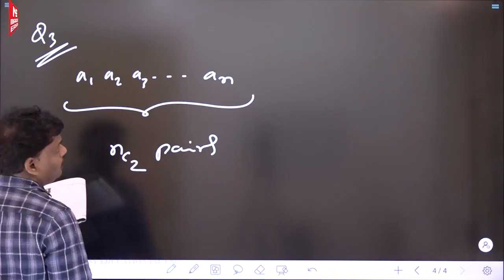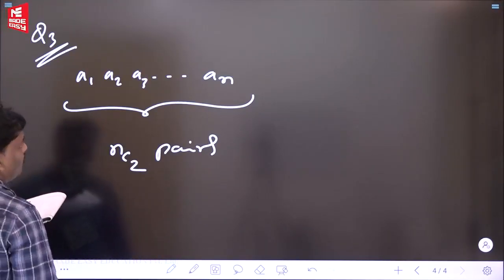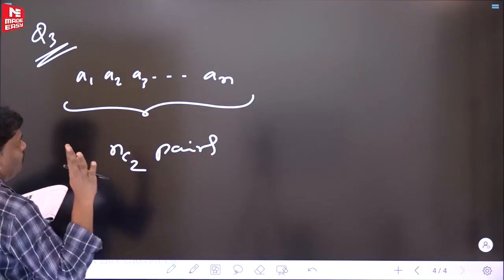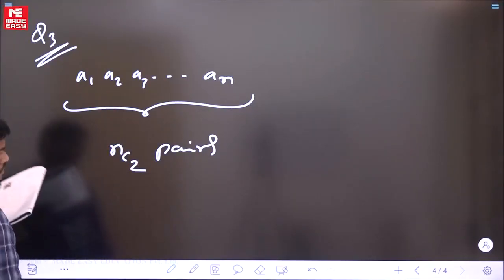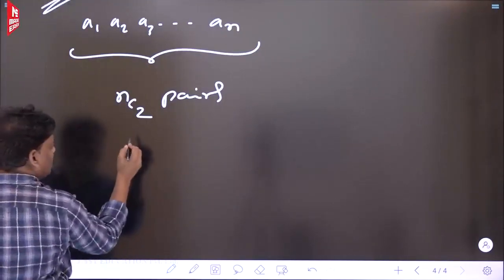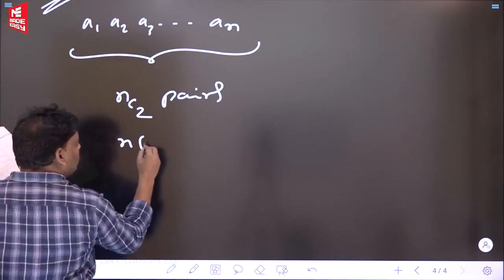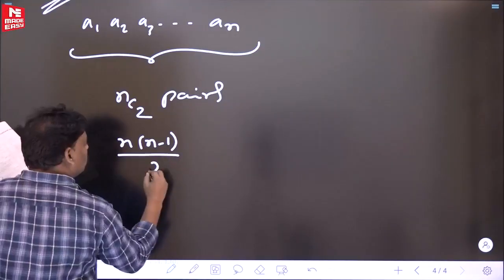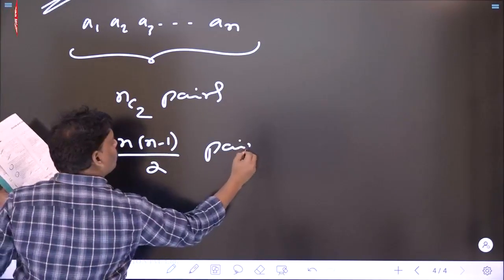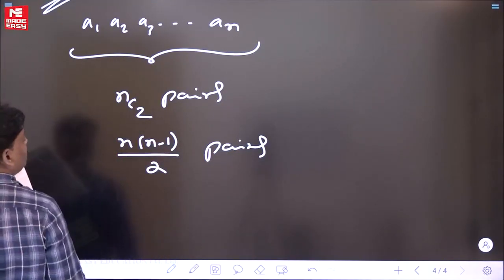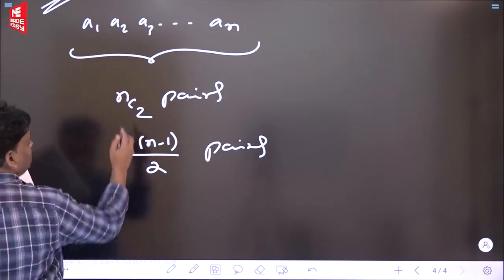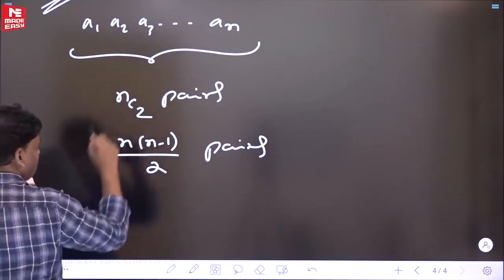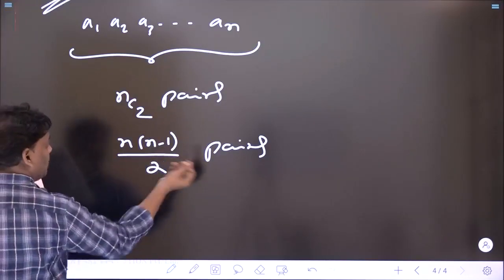This array contains n numbers. From these n numbers you have to select a pair. How many ways are there? Out of n, selecting 2: nC2 pairs. nC2 means n into n minus 1 by 2. These many pairs are there, from this array which contains n elements, selecting 2 people.